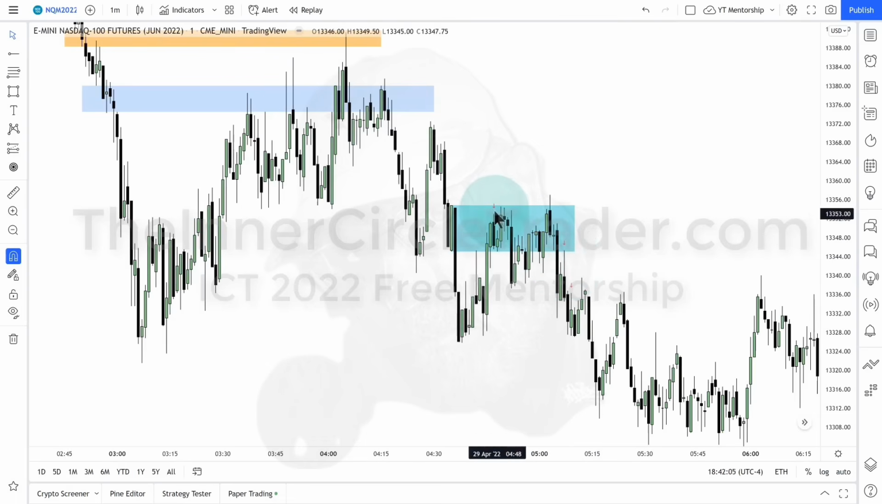I sold 3 contracts here. I sold 2 contracts here. And then I entered again here, after it retraced back up into this bearish order block. So it moved down, came back up in, and I'm selling short here, there. Okay.